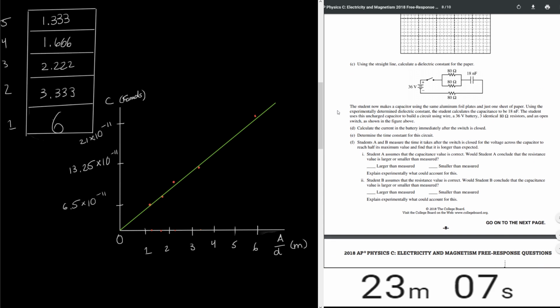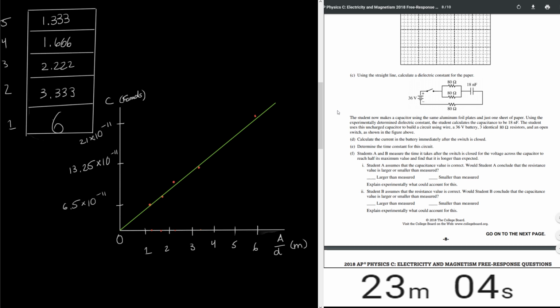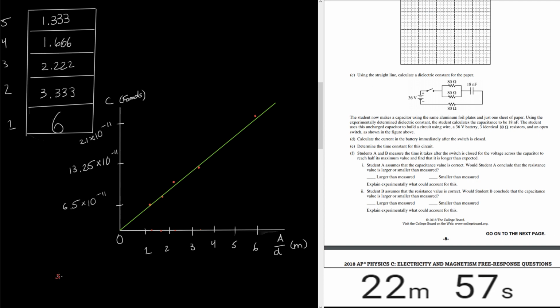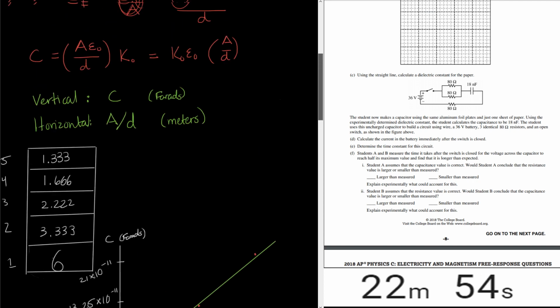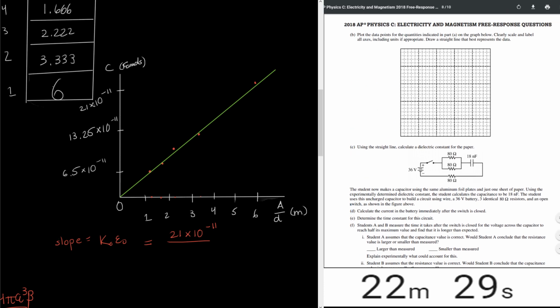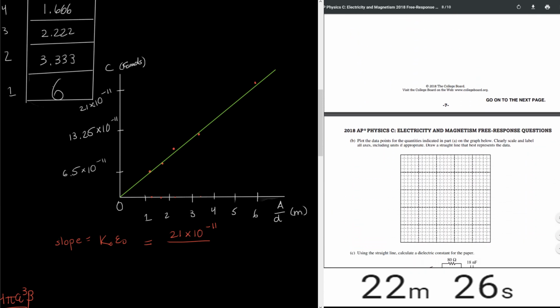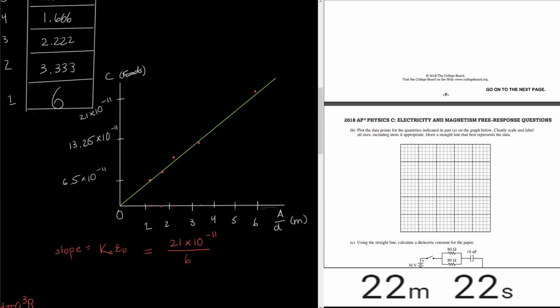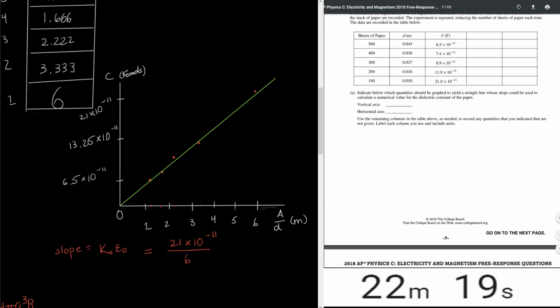Using the straight line, compute a dielectric constant for the paper. So what we did is we said that slope is equal to, if I recall, slope is equal to the dielectric constant times epsilon 0. Let's calculate this slope. The slope is the rise over run. So we rose 21 times 10 to the negative 11, and we ran 6. Is that correct? Yeah. Because we're using the line of best fit here, and we know we have to start at 0 based on our equations.